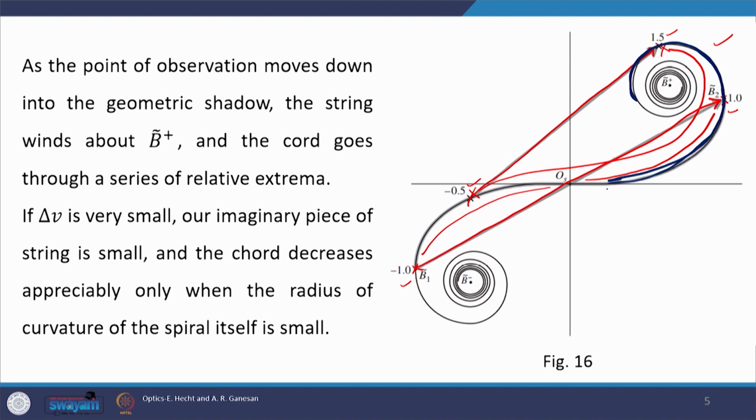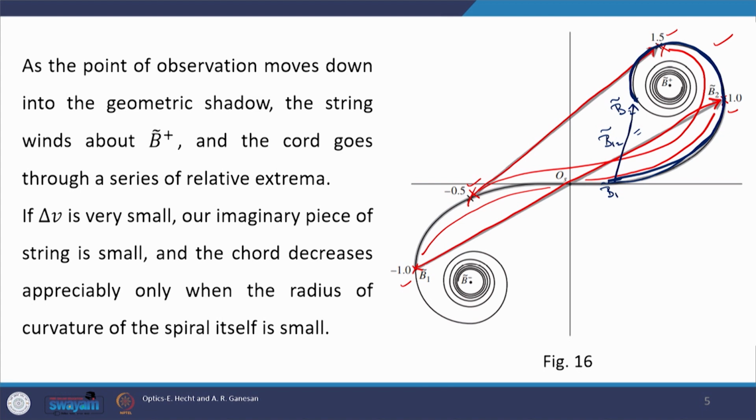Okay. Where B1 is represented here and B2 is here. Okay. Now, in this case the resultant irradiance would be given by this phasor B1 tilde. Now, you can see that this phasor is still smaller. Okay. Now, as we move below, then what will happen?